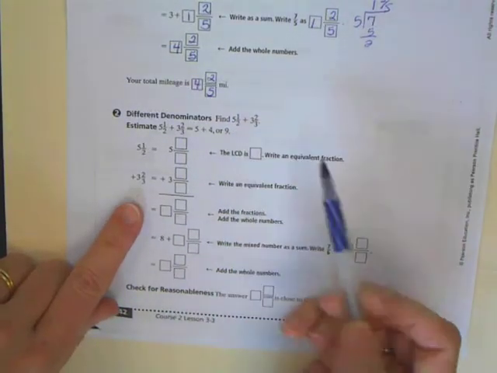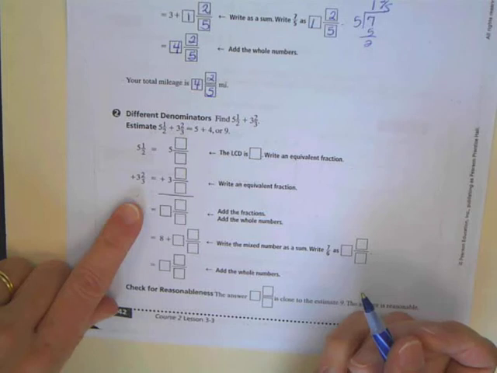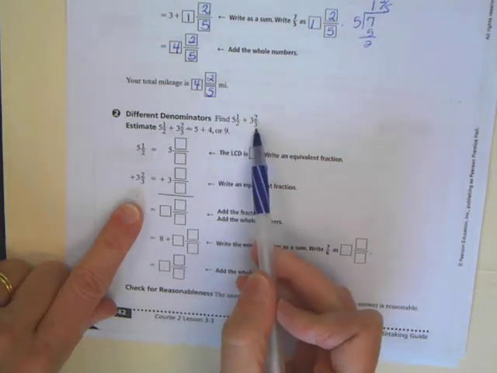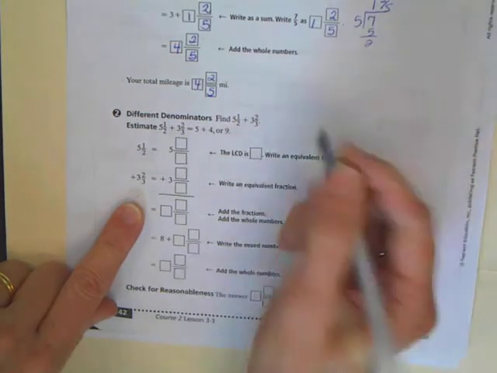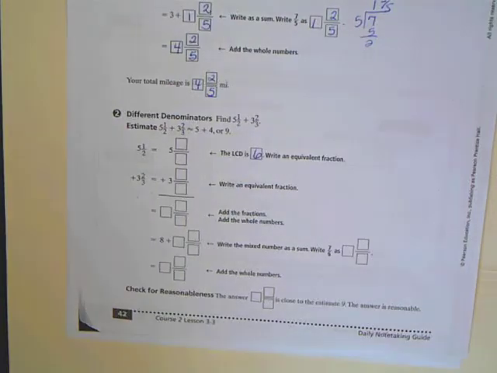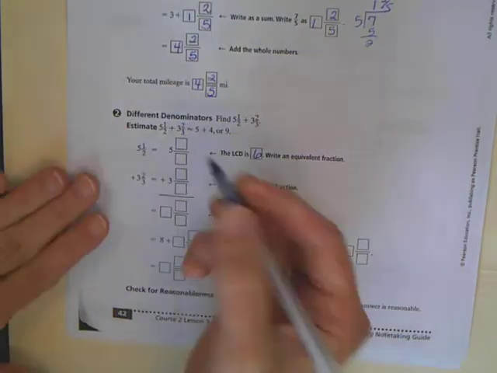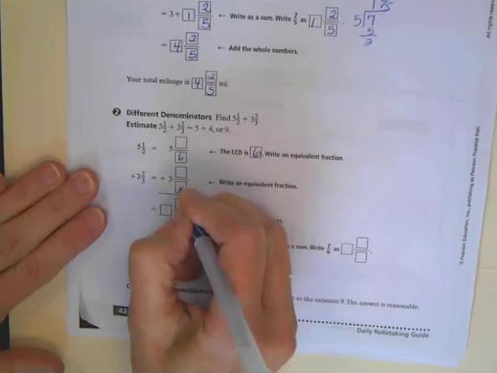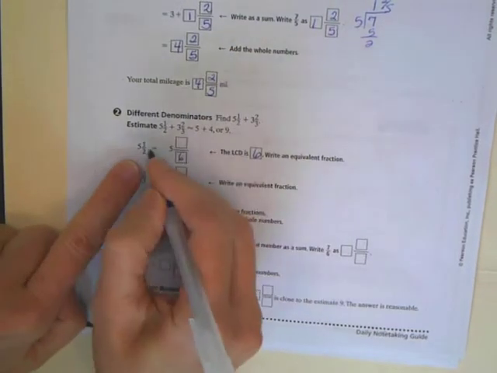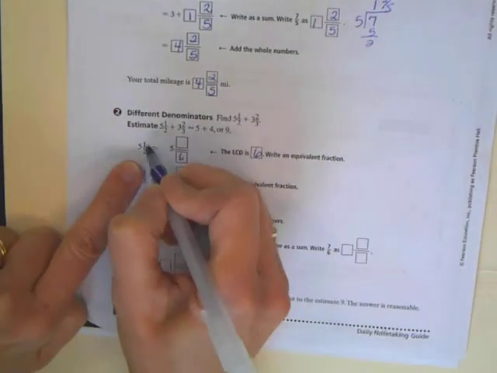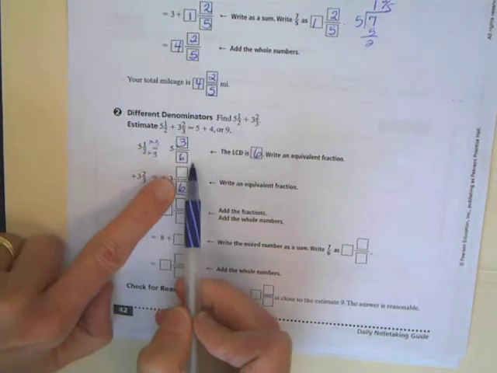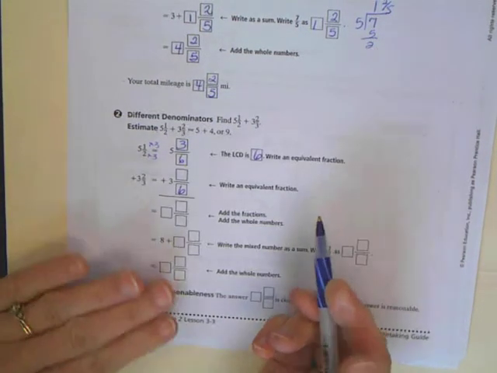Because I have fractions to add here, I need to think of the least common denominator for 2 and 3. Since 2 and 3 are both prime, I can just multiply them together, and I know that my least common denominator is going to be 6. So I'm going to write an equivalent fraction for each fraction with a denominator of 6. 2 times 3 is 6. 1 times 3 is 3. So that gives me 5 3/6. Didn't change my whole number at all.